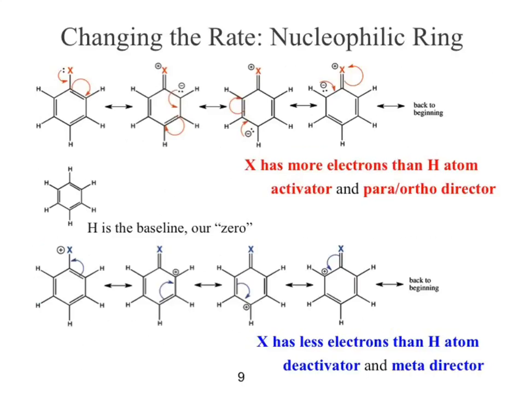Take a look at the negative charge in these structures. Where's the negative charge found? The ortho and para positions. So if atom X has more electrons than hydrogen, it's an activator, the reaction goes faster, and we expect it to be an ortho-para director. Our substitution should occur at that position.